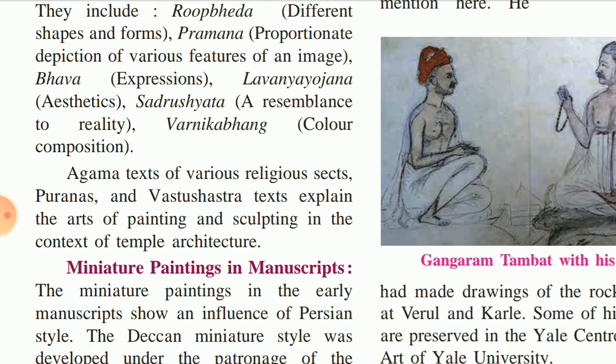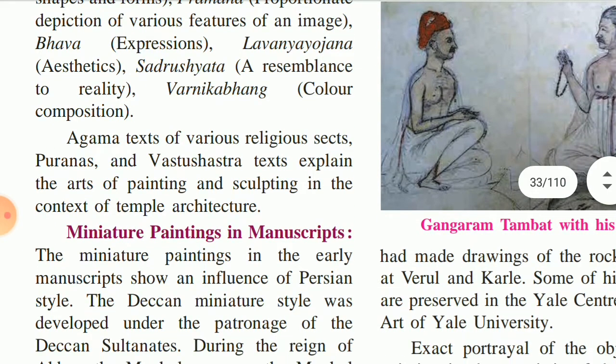Agama, texts of various religious sects, that is Puranas and Vastu Shastra texts, explain the art of painting and sculpting in the context of temple architects. So there are beautiful temples, and some temples have the tower, the minars. Some are different. For example, Meenakshi temple at Madurai is different. Then the Sinnar temple is different.